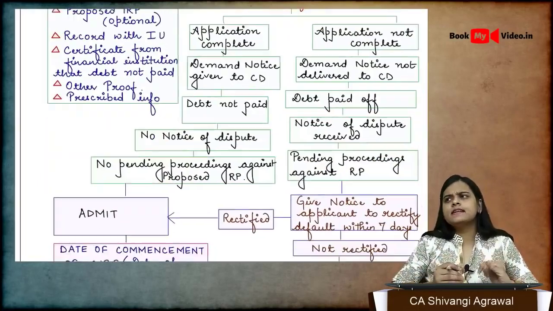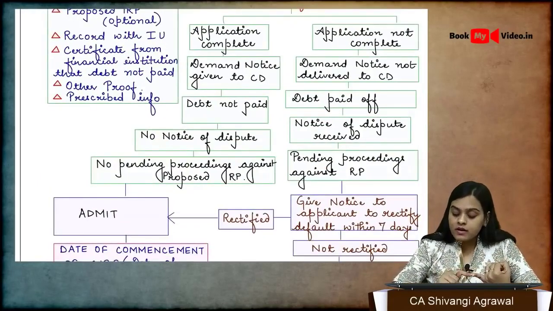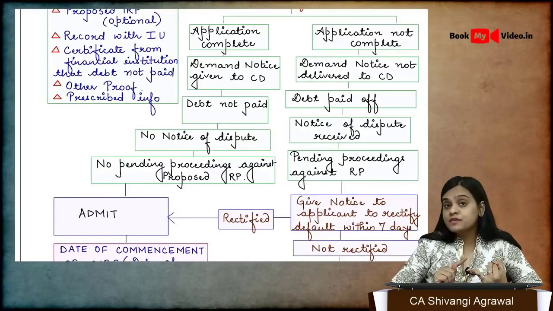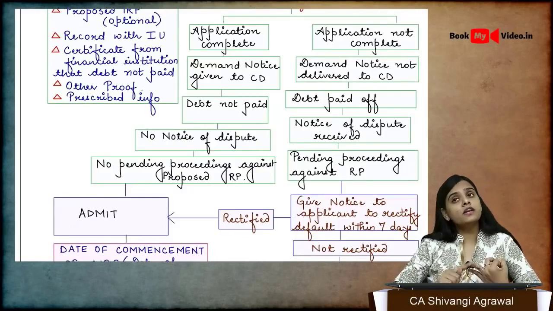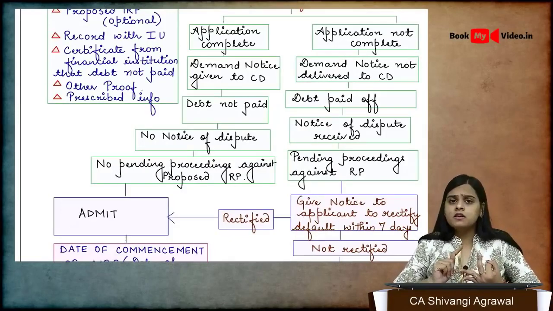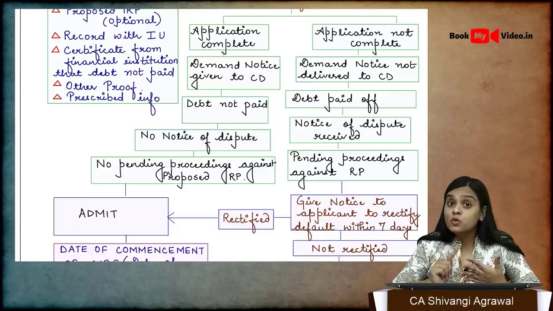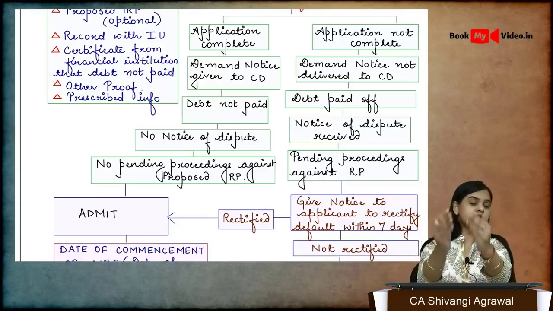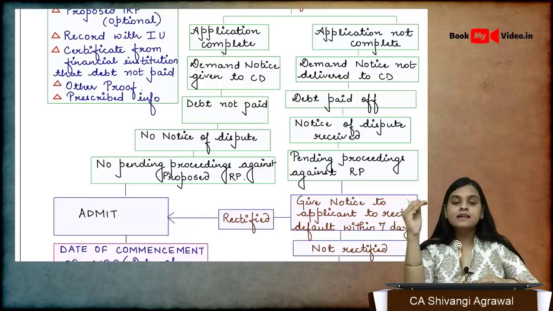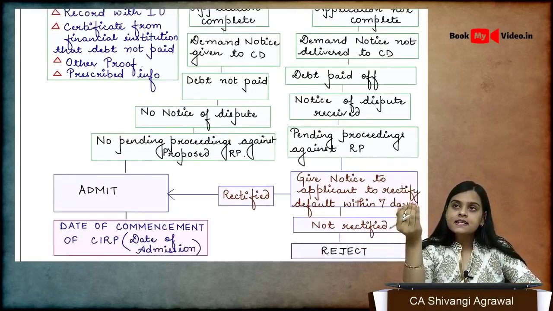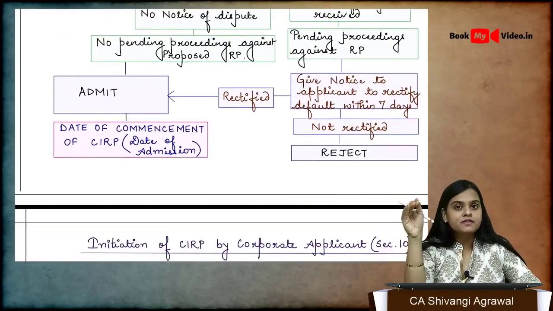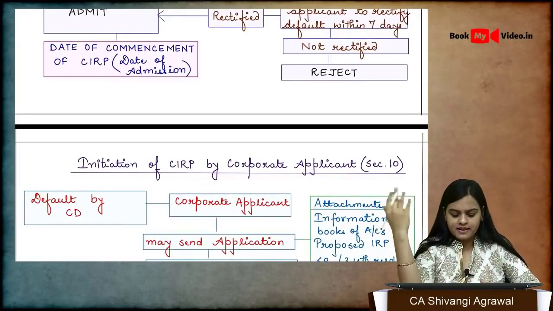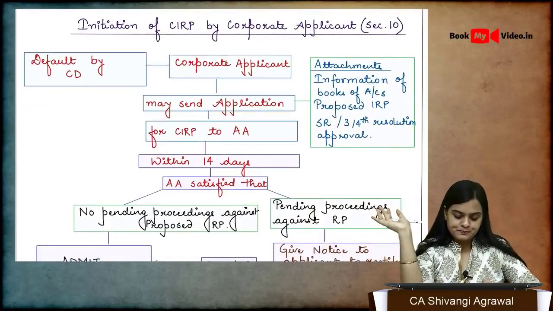However, if NCLT thinks that maybe the application is not complete, or maybe you have not complied with the prerequisite under section 8, that means you have not served the demand notice to the corporate debtor, or if you have served the demand notice, maybe the debt has already been paid off, or some notice of dispute has been received, or there are some pending disciplinary proceedings against the proposed IRP, in that case NCLT will provide an opportunity to rectify the default within 7 days, and if rectified, the application will be admitted. If not rectified, the application will be rejected.